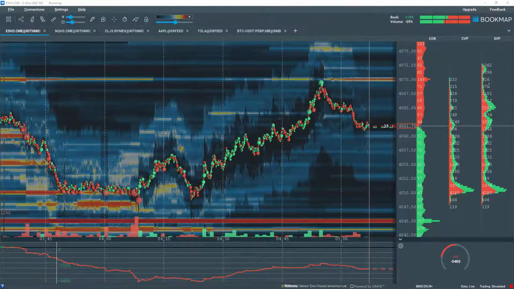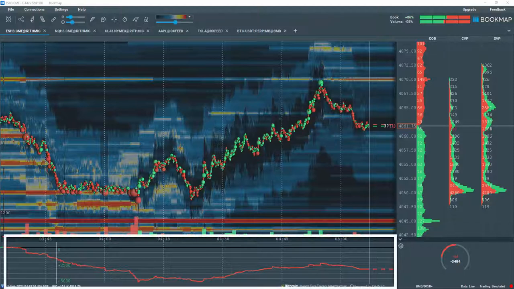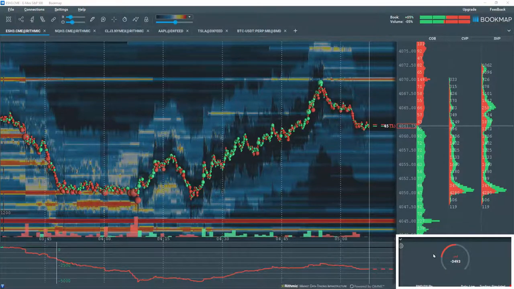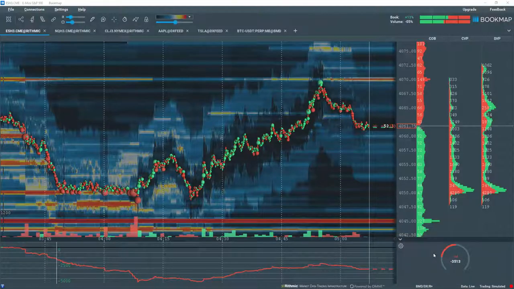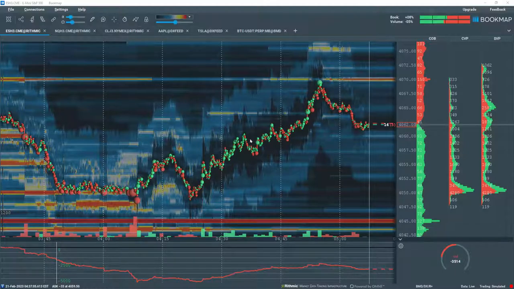On the right, there are multiple columns displaying various data. At the bottom, there's a subchart and widget panel that displays various studies and indicators. The main bookmap chart may look complex, however, in reality, it displays very simple data. The data is visualized in a unique way, allowing you deeper transparency into the behavior of the buyers and sellers, thus allowing you to make better trading decisions.